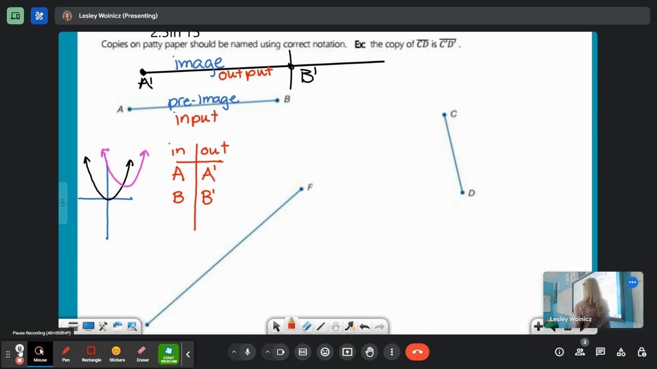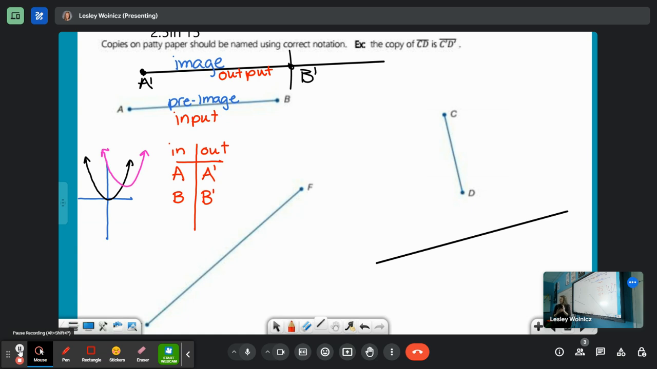So, what if when I copied CD, I put my auxiliary line here? On this one, I attempted to get them kind of parallel, so I just translated right and up. What about this one? What if I not only translated, but I had to spin? What do you think that transformation would be called, if I had to translate and spin? What's another name for spin? Rotate. Good.